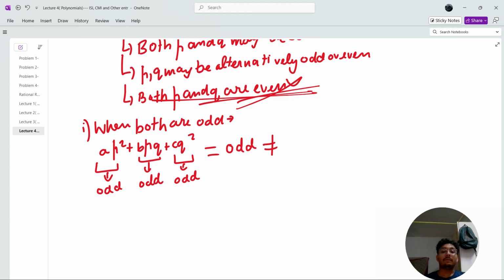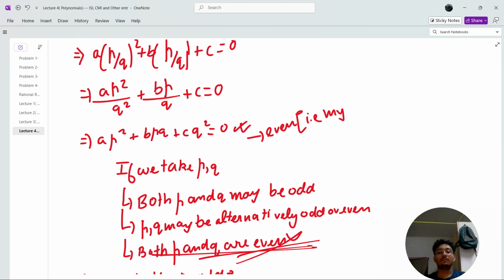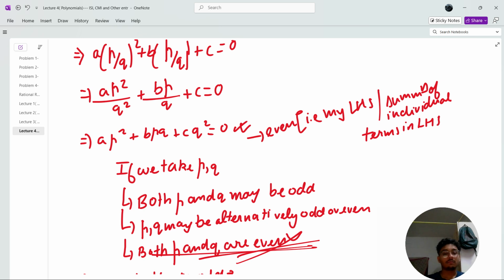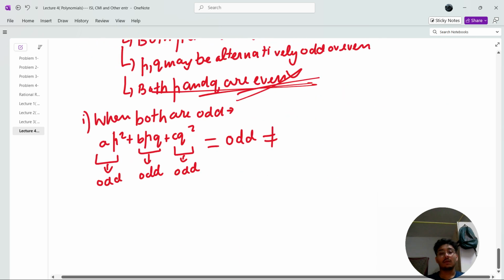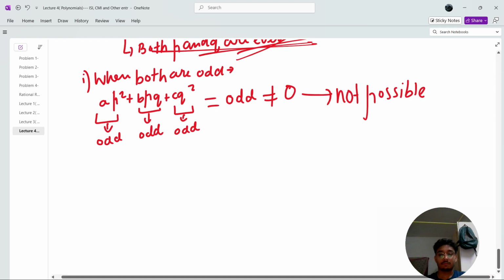And we know we need my summation to be 0, which is an even number. That is, my LHS, or summation of individual terms, should be even. So 0 is not an odd number, so this case is not possible. One case we have already struck out.